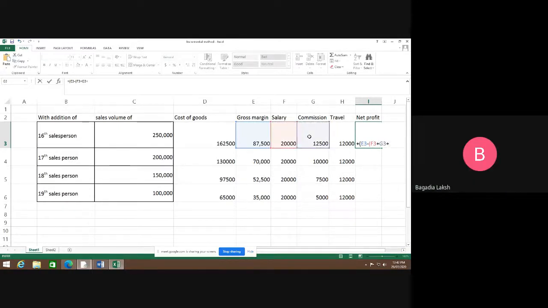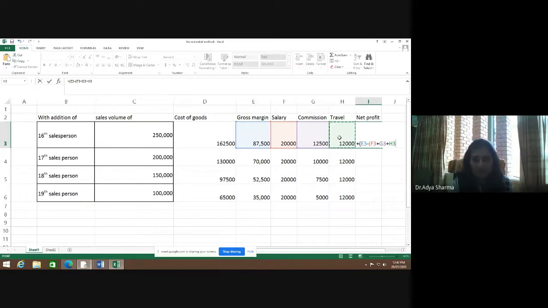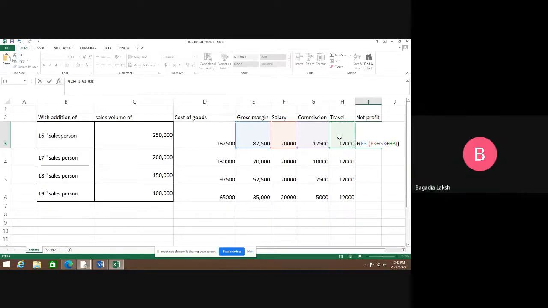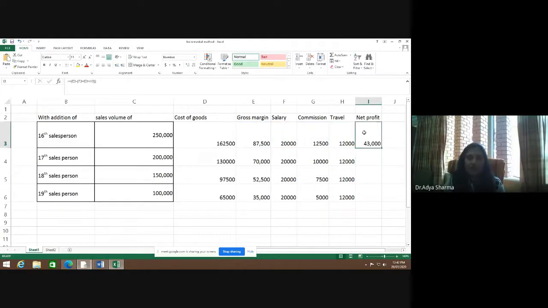Was travel 12,000? A bit of 1,000 per month. Okay, sorry. Yeah, 43,000 this person has. And my God, the moment we do this, look at this. There is still net profit here with the 16th salesperson. There is still profit here with the 17th salesperson. There is still profit here with the 18th salesperson.